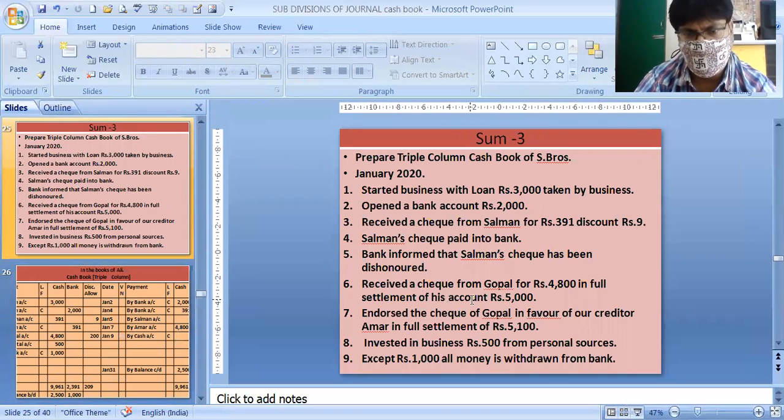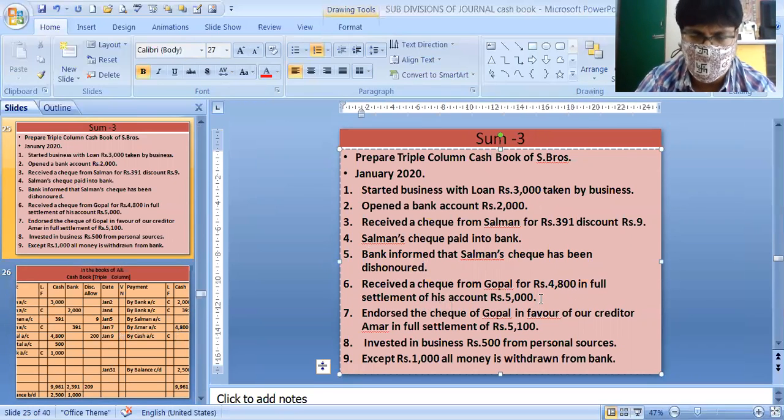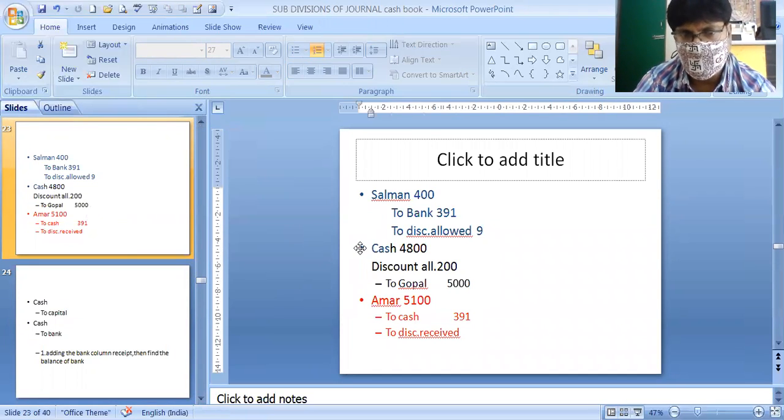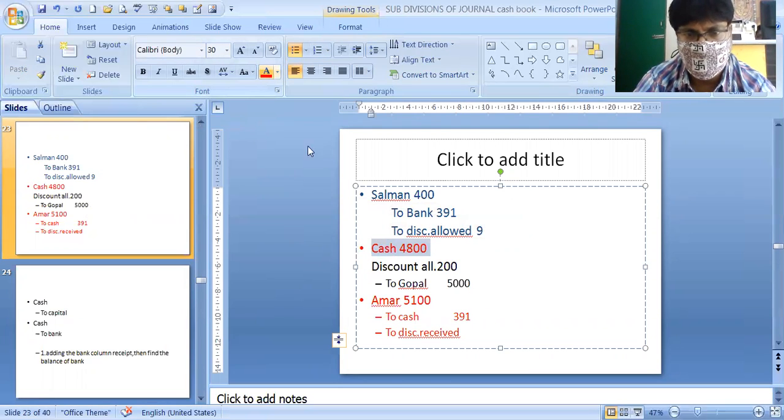Next is received a check from Gopal rupees 4,800 in full settlement of his account 5,000. We have again received the check, and whenever we receive a check, our duty is to see what we have done with the check. We have endorsed the check of Gopal to Amar. That means first we will treat Gopal's check as a cash entry. So received cash. When we receive cash, our journal entry will be cash account debit, discount allowed account debit to Gopal.